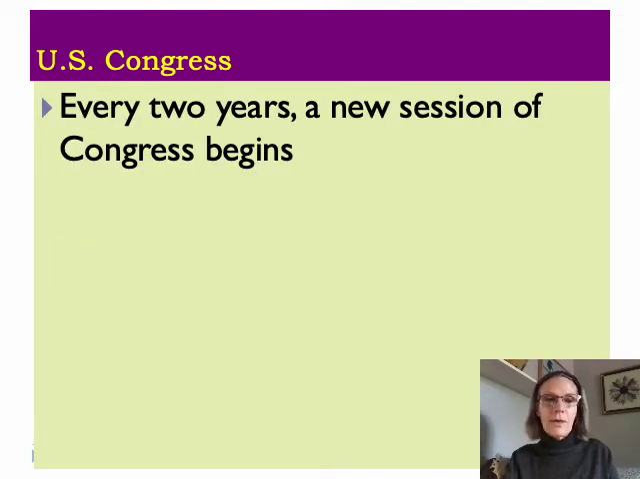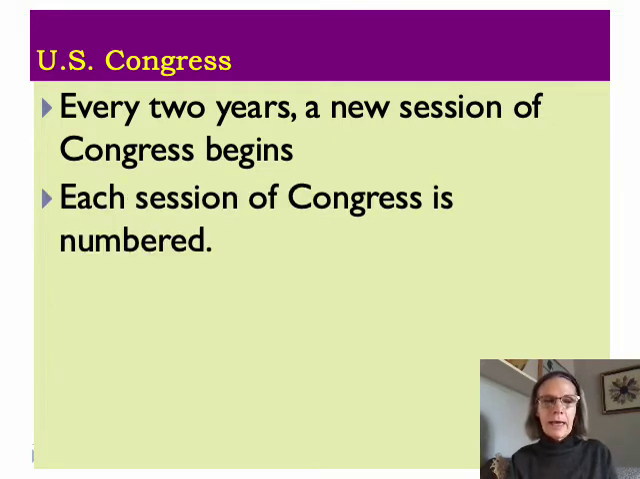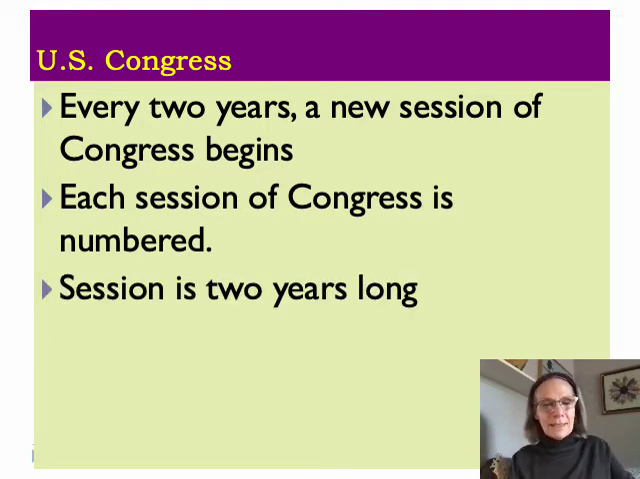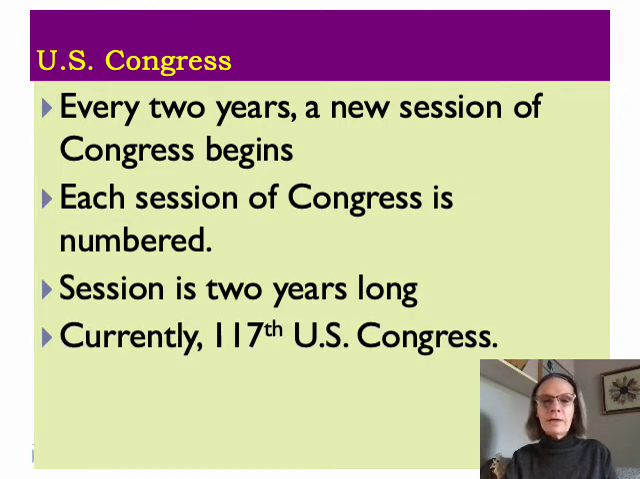As I mentioned on the previous slide, every 2 years, a new session of Congress begins. Each session of Congress is numbered since the first Congress in the United States. A session of Congress is 2 years long. Why? Because we have federal elections every 2 years. There are new people joining, people who are not going to be reelected, or who decided not to run for reelection, and other people who will be reelected to their position. So there's the potential that you get a new set of people every 2 years.